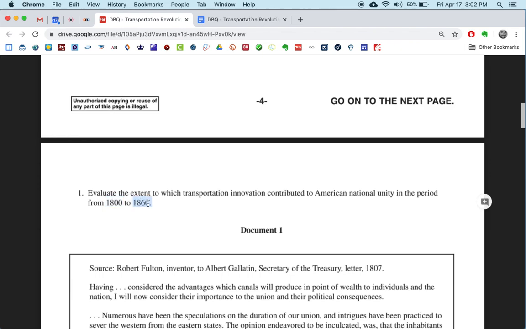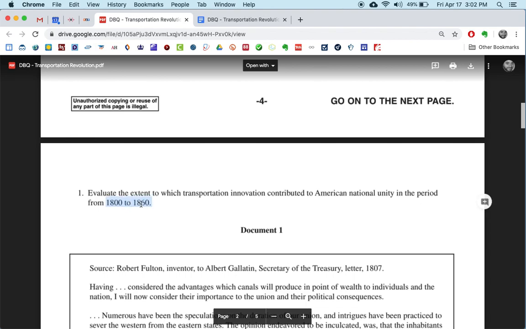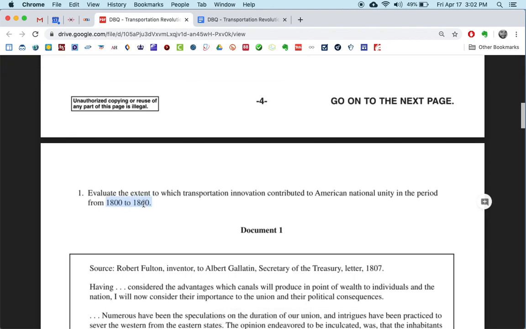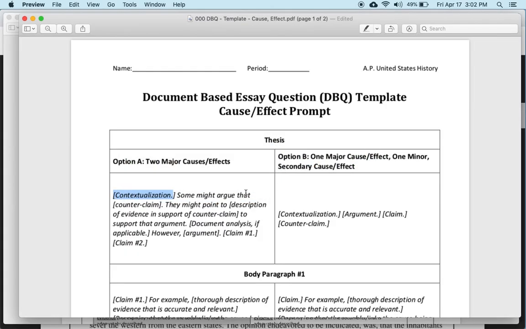I could have talked about things that happened immediately after 1860. The Civil War, of course, is the first thing that comes to mind, or Reconstruction. Instead, what I chose to write about was something that was happening at the same time, between 1800 and 1860. But choosing something that happened in the same time period means that it has to be something that is not directly related to the transportation revolution, because that's the topic of my essay.